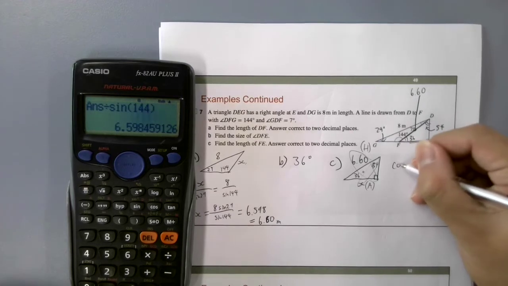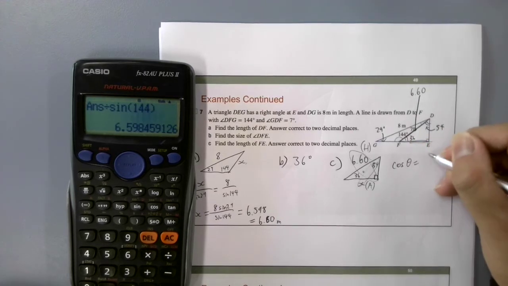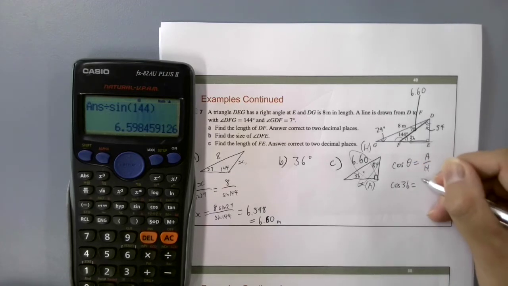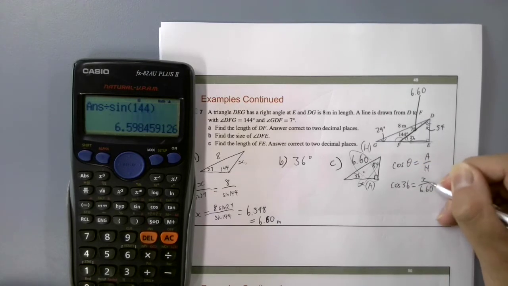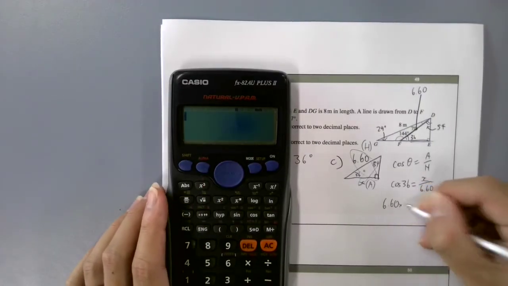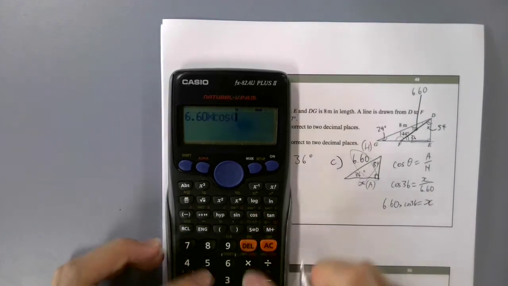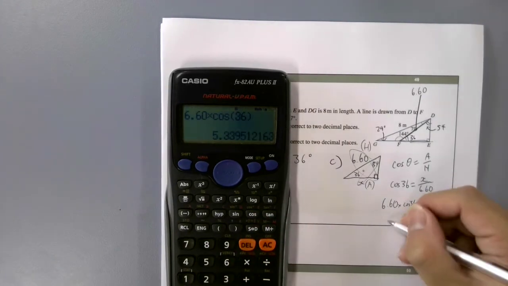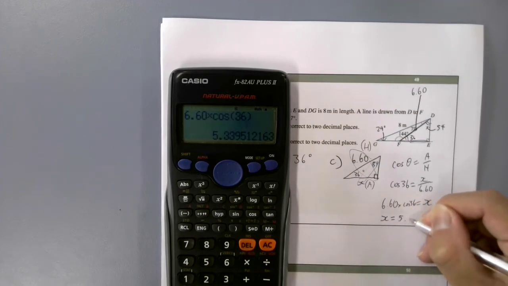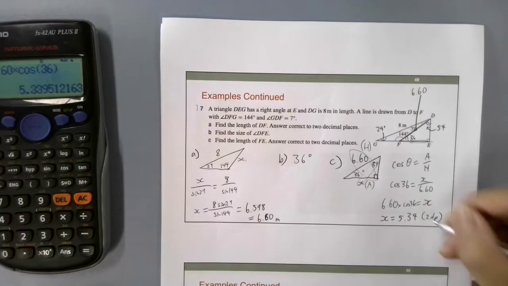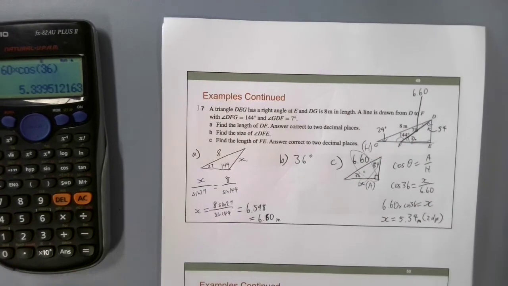So what I'm going to do is write cos theta equals A over H. I'm going to write cos 36 equals X over 6.60. And then I'm going to type in my calculator 6.60 times cos 36 to find X. And that's just going to equal 5.34 to two decimal places. So that's how I can work out those 2 points.